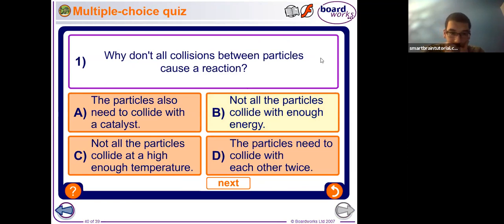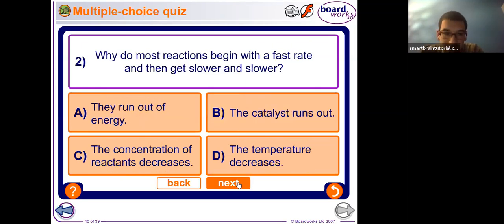Okay. Why don't all collisions between particles result in a reaction? Yes, not all the particles collide with enough energy because not all of them have this activation energy.